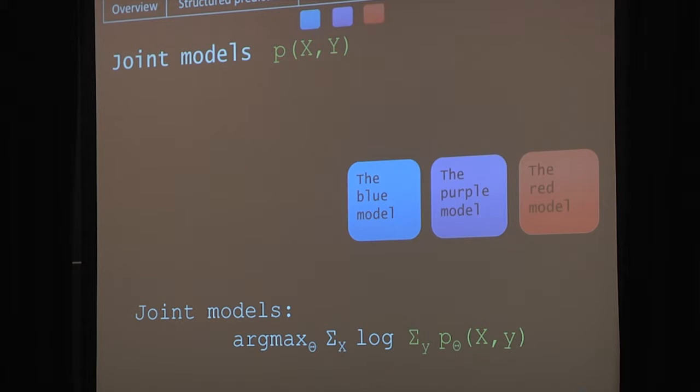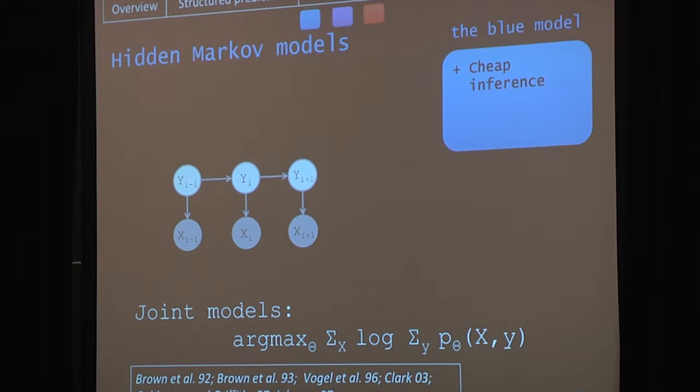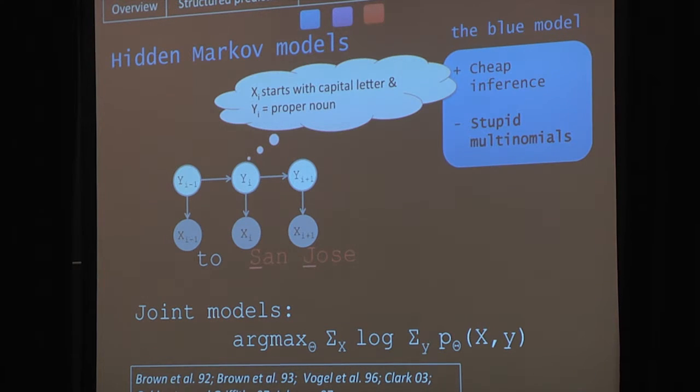We will talk about 3 models which vary in their parameterization and ability to use features, and we'll give them colors. So there will be the blue model, the purple model, and the red model. The blue model is a first-order hidden Markov model where each label generates the corresponding observation and generates the following label. We like HMMs because they're fast, but we don't like them because they generate the observations using what we like to call stupid multinomials or categorical distributions.